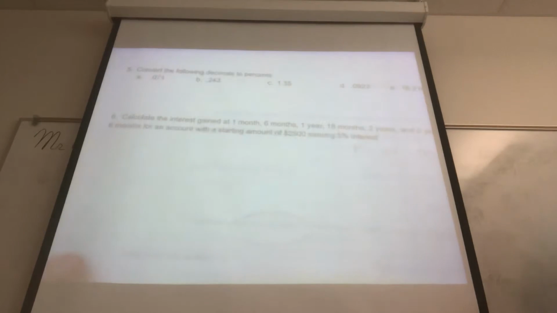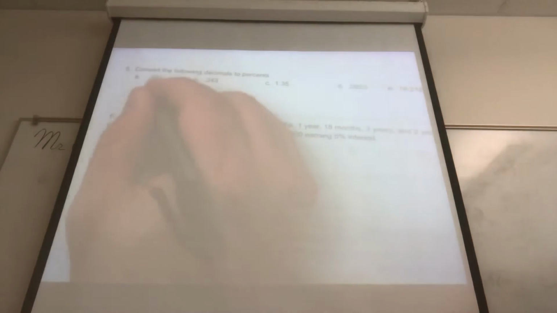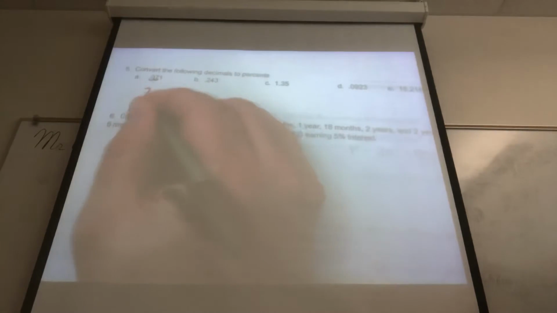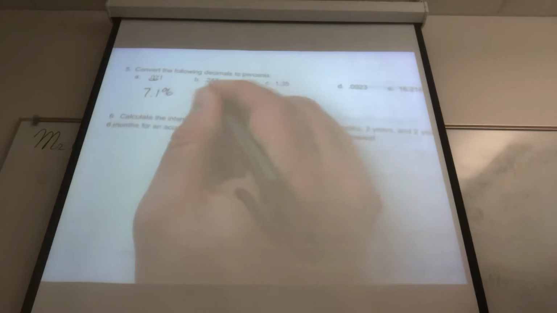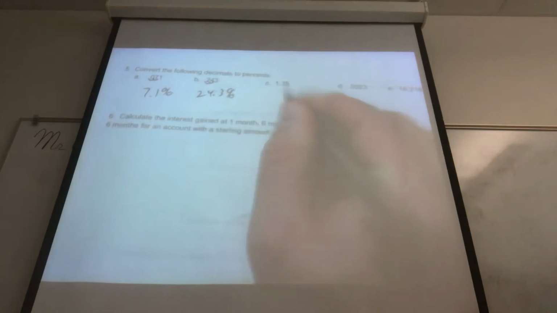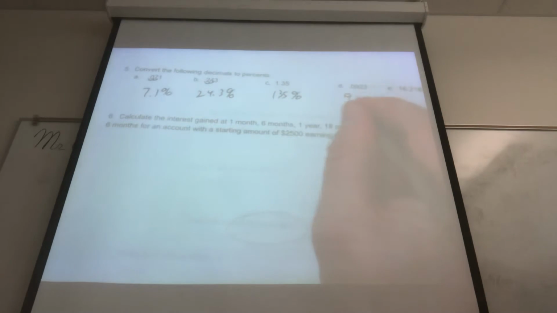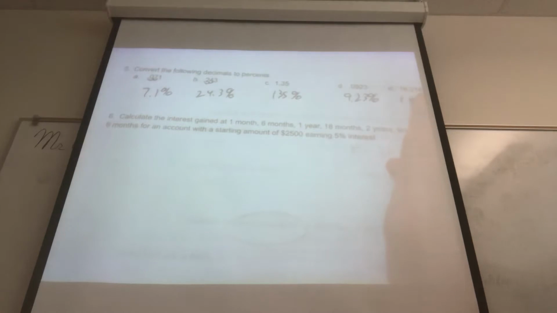On the other part, convert the following decimals to percents. You do the same thing in the opposite direction. You move that decimal 2 places, that's 7.1%. I'm moving 2 places to the right, 24.3%. This is 135%. And 9.23%. The last one, what? 1,621.6%.